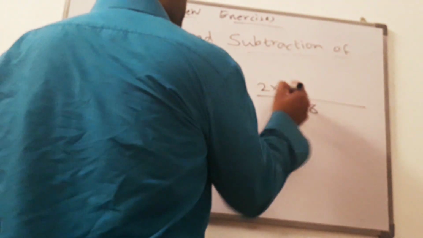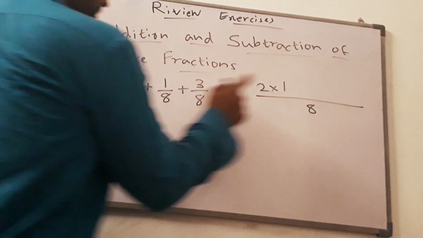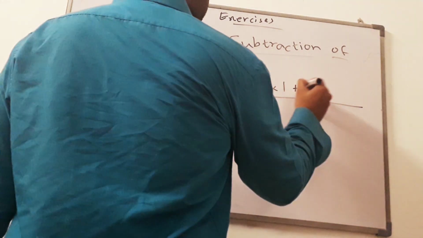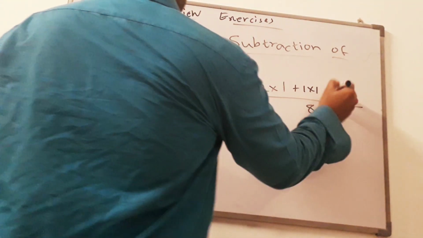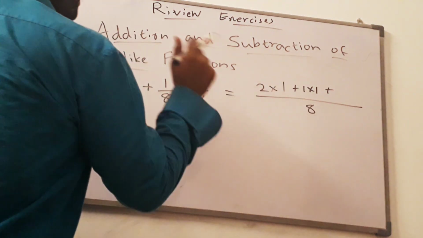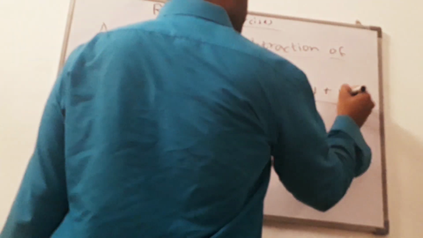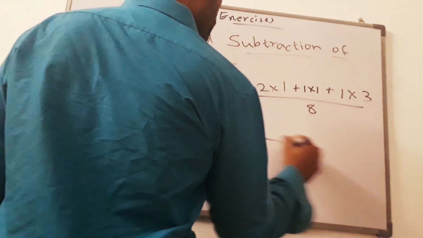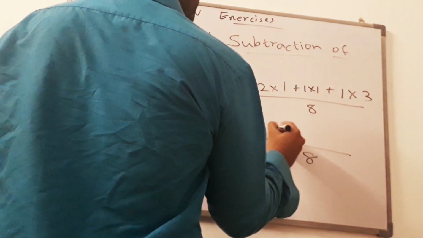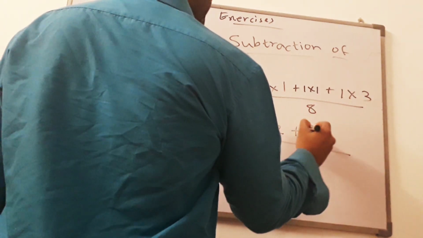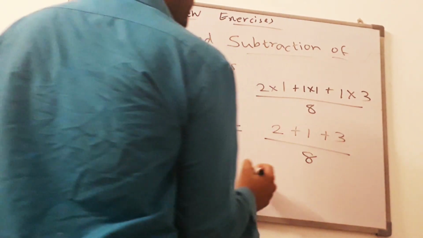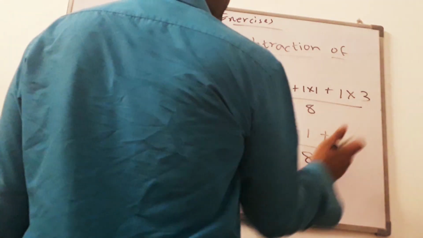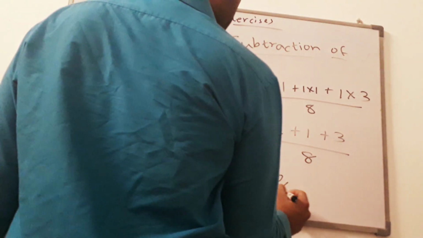So 2 times the numerator, which is 1. How many 8s are there in 8? 1. So it is 1 times 1, plus here also 1 eight, and 1 times the numerator 3. So it will be over 8: 2 times 1 is 2, 1 times 1 is 1, 1 times 3 is 3. So it will be 2 and 1, 3, 3 and 3, 6 out of 8.